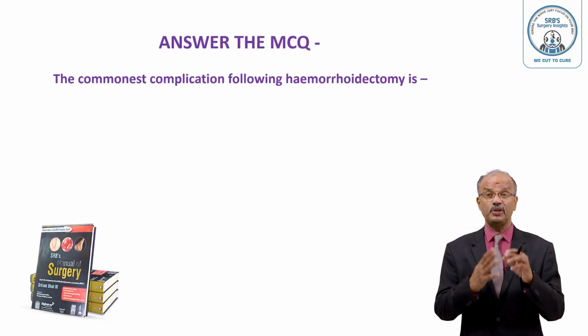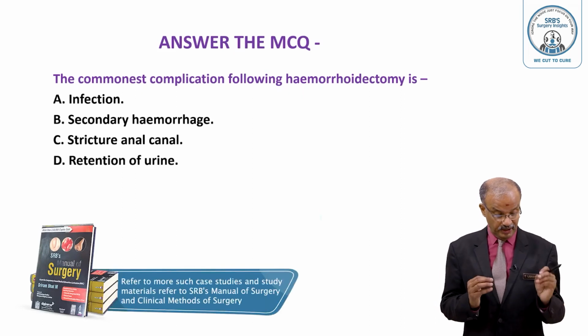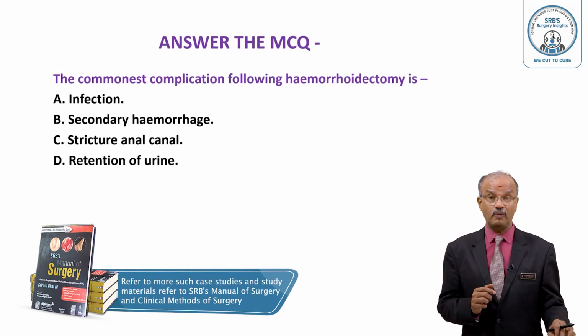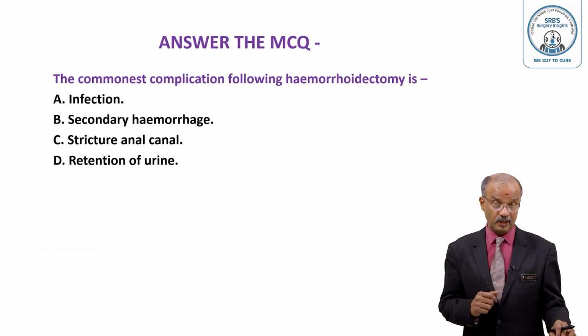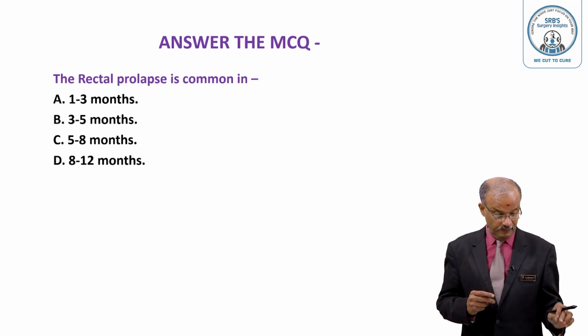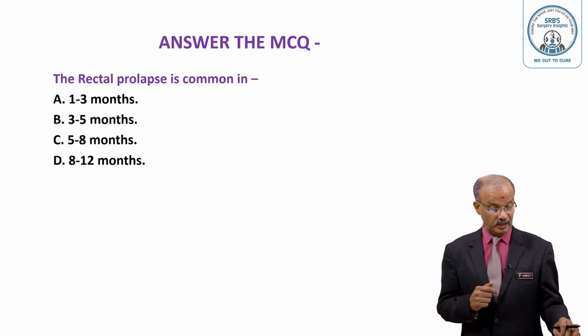And answer the MCQ, students. The commonest complication following hemorrhoidectomy is A, B, C, D. Put the right answer in your comment box. I acknowledge and appreciate your answer. Another MCQ: rectal prolapse is common in A, B, C, D. Put the right answer again, and I'll acknowledge your answer later.